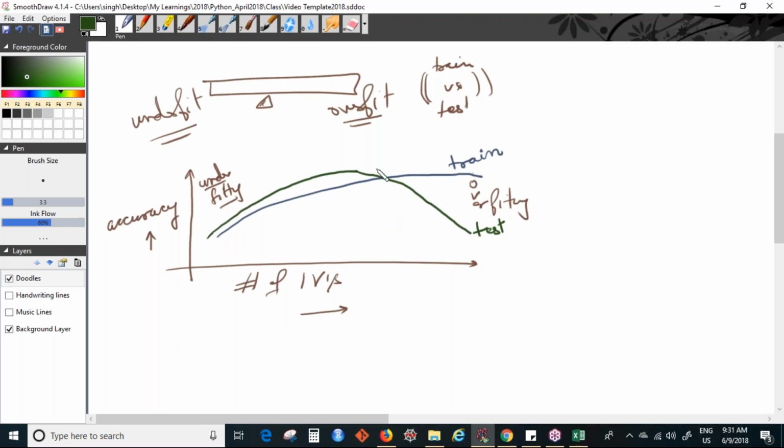So if you compute the R square for both, you will know that okay, you are in this region or you are in this region. So you will have to iteratively do a few iterations and finally select this. This is where you should be. So this is the best area.